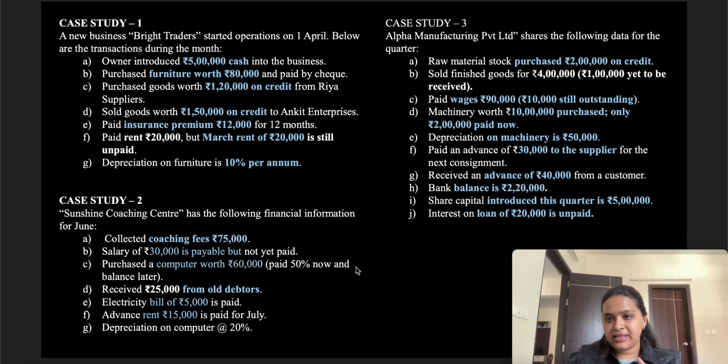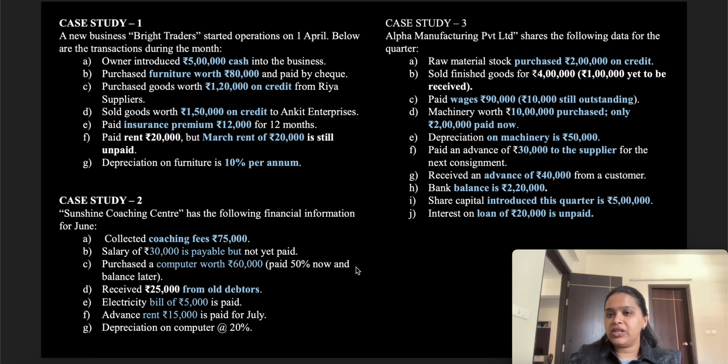Next is paid wages 90,000, and 10,000 is still outstanding. Wages is an expense for us, and 10,000 we have not paid yet. It is an expense. Sorry, it is a payable. Like it is a liability. Wage payable.